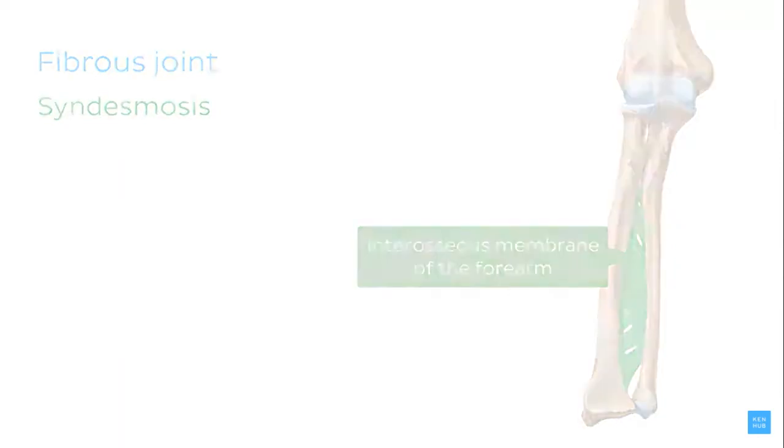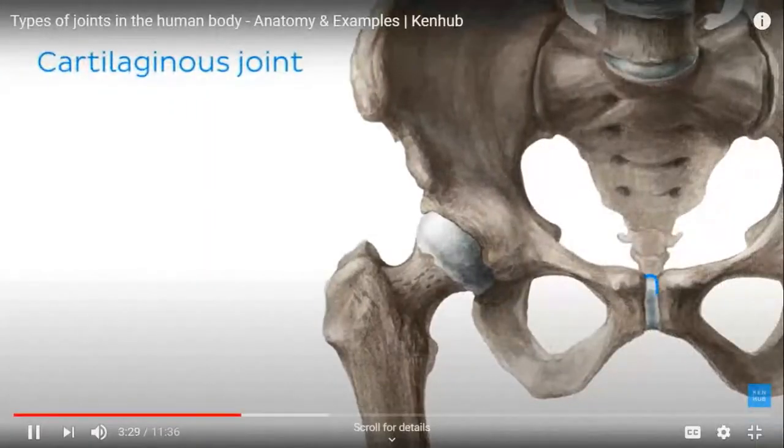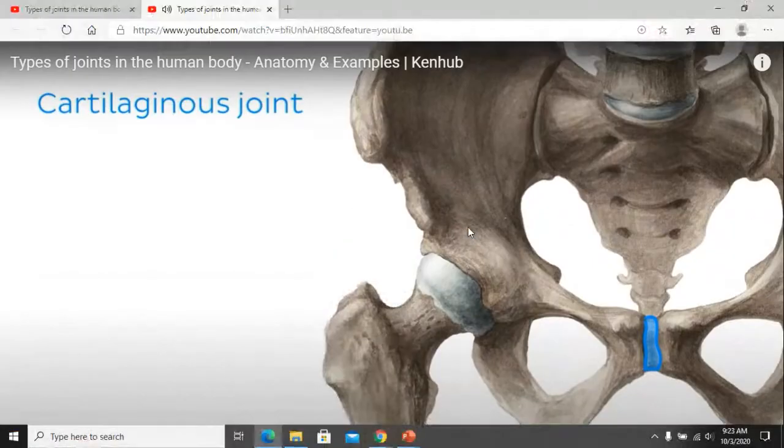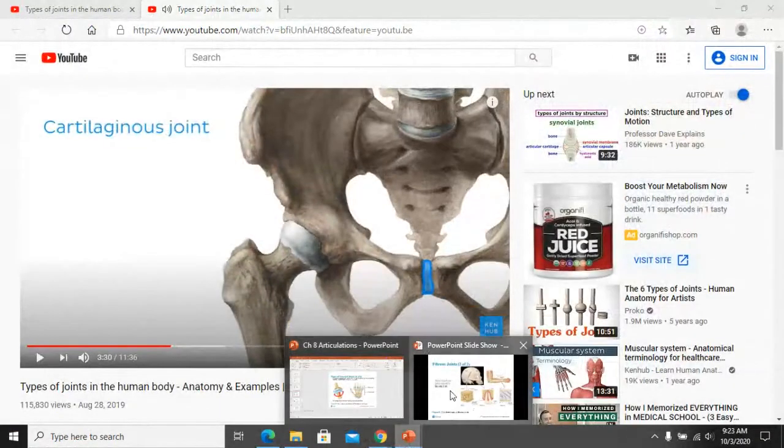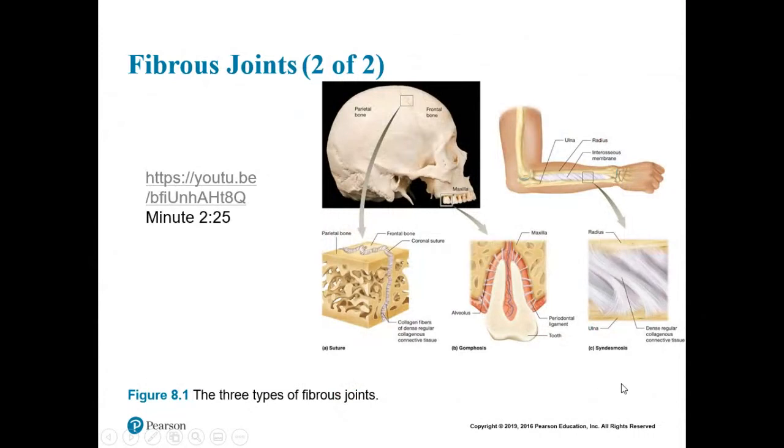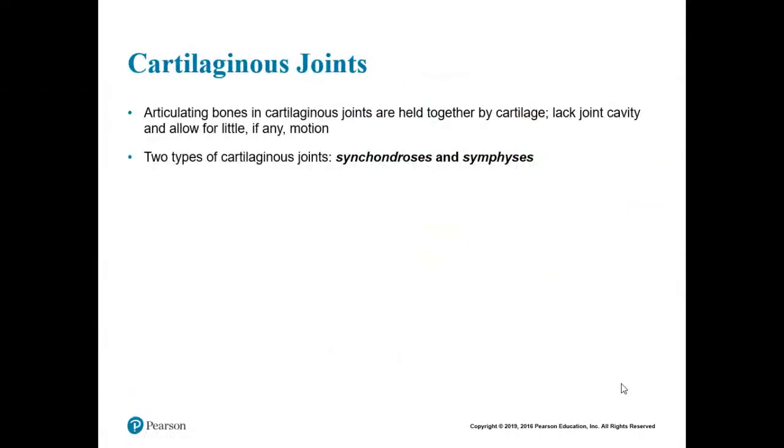The last type of joint we're going to talk about is the cartilaginous joint. So let's go ahead and get to that one. The cartilaginous joint is composed of cartilage, and we have two subtypes here. One is called a synchondrosis. The other one is a symphysis. Synchondrosis, symphysis.